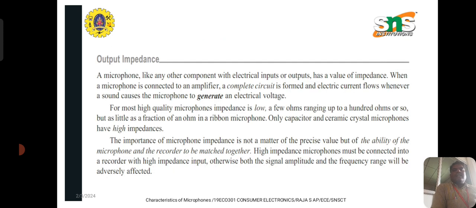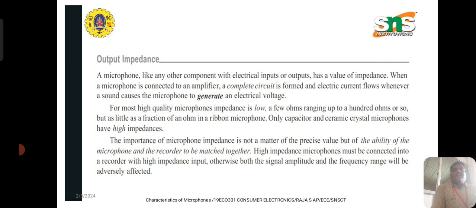Next, an important characteristic is output impedance. A microphone, like any other component with electrical inputs or outputs, has a value of impedance. When a microphone is connected to an amplifier, a complete circuit is formed and electric current flows whenever a sound causes the microphone to generate an electric voltage.